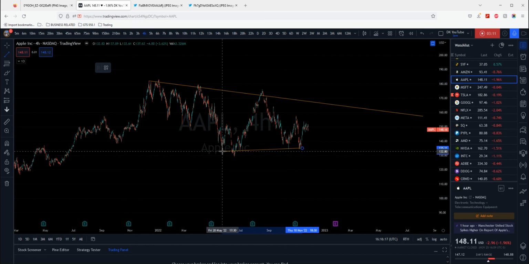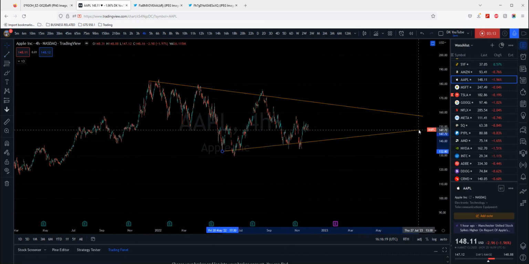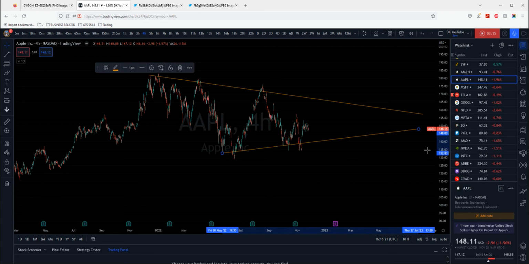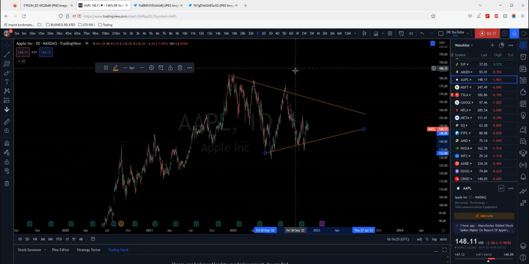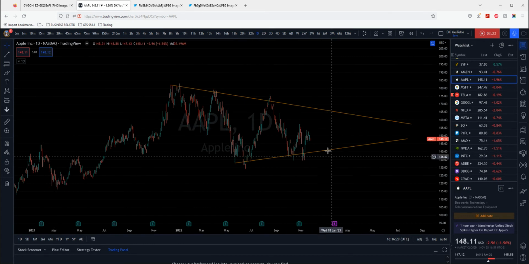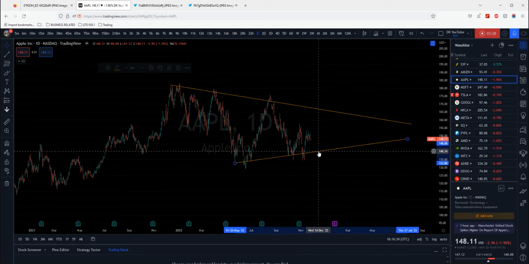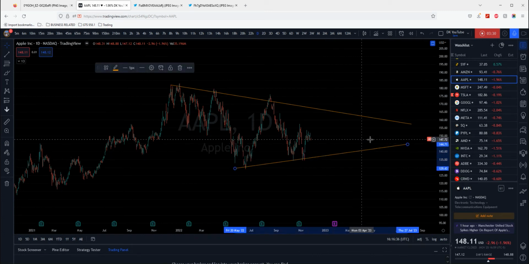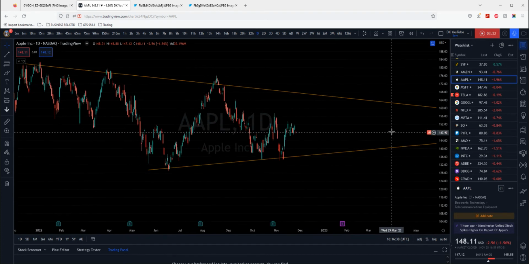To help you navigate through the market, keep in mind, let's go back to the daily chart, that you can have small patterns inside the big patterns to give you a better understanding of where the market is going to go.